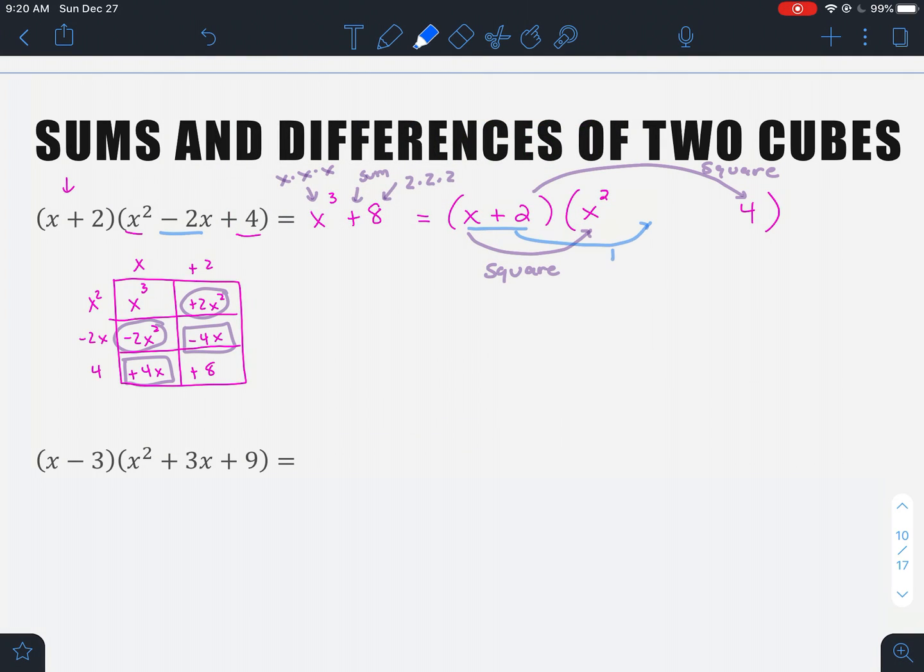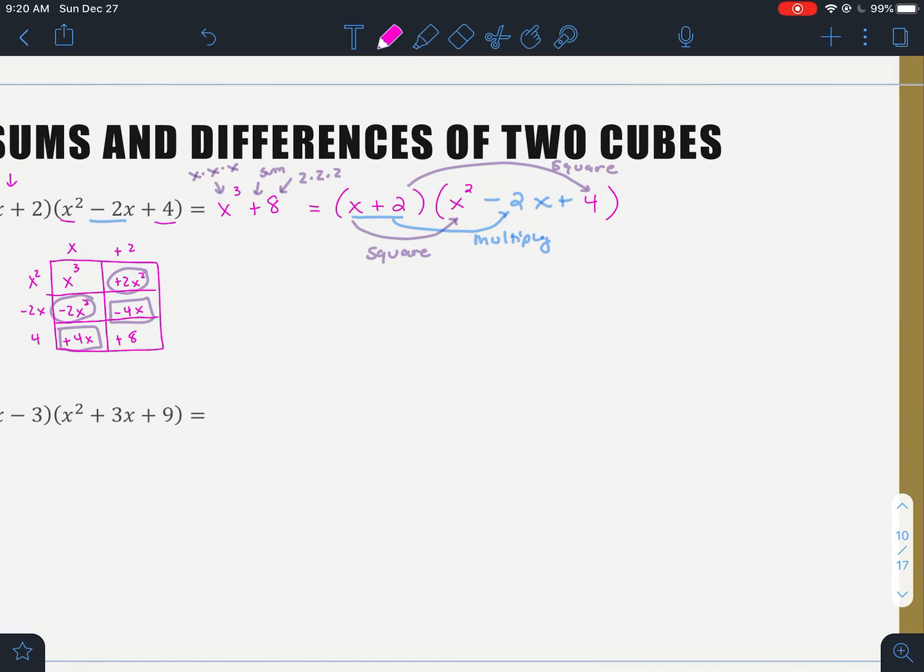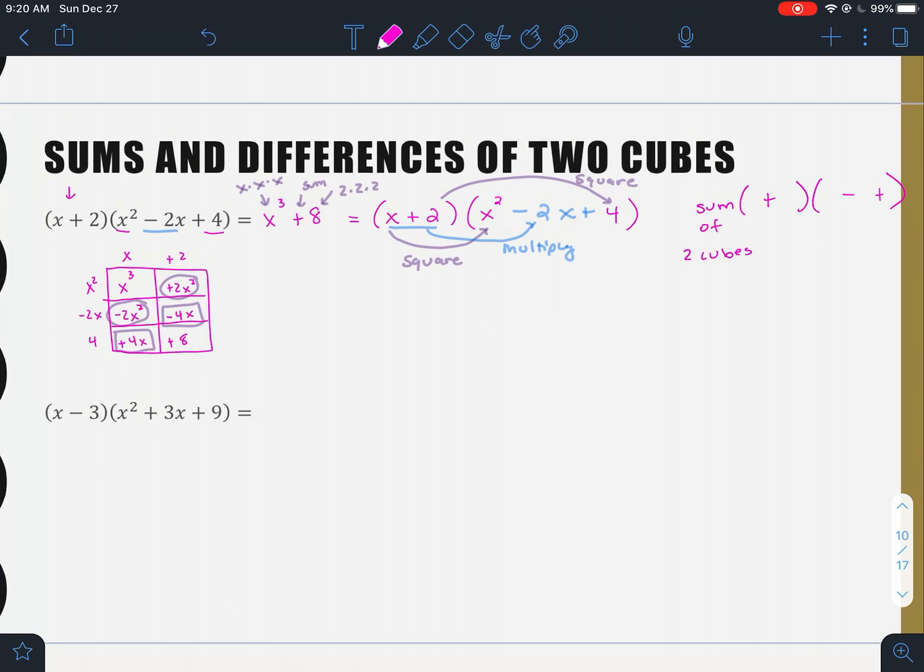And now to get to that middle term, negative 2x, what you do is you multiply those two terms, and then it's the opposite sign. So it'll be minus 2x, and then that's plus 4. So in the sum of 2 cubes, you have 2 parentheses. You have a short parentheses and a long parentheses, and then the signs are plus, minus, plus.